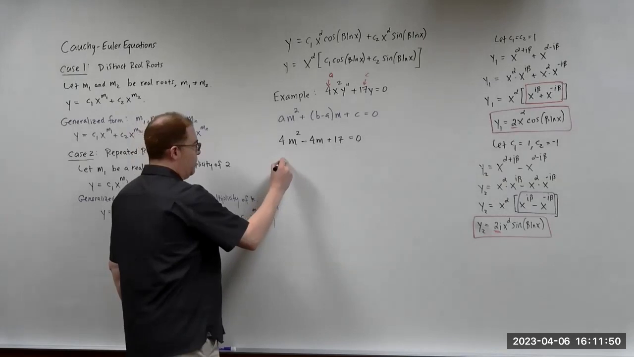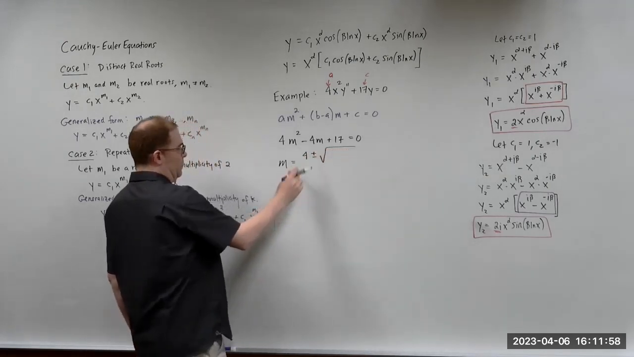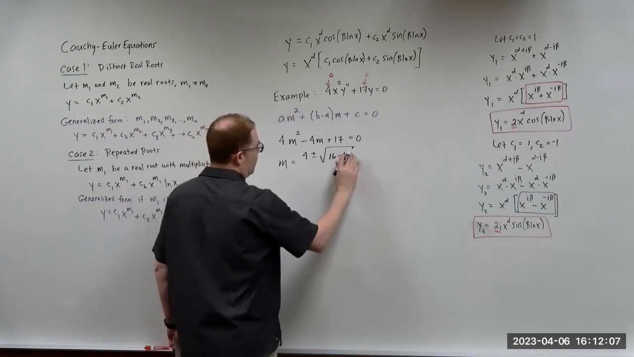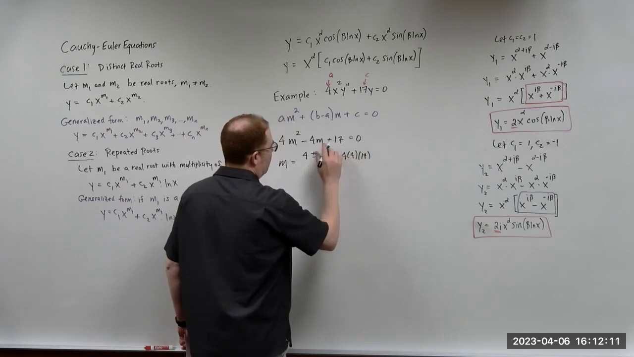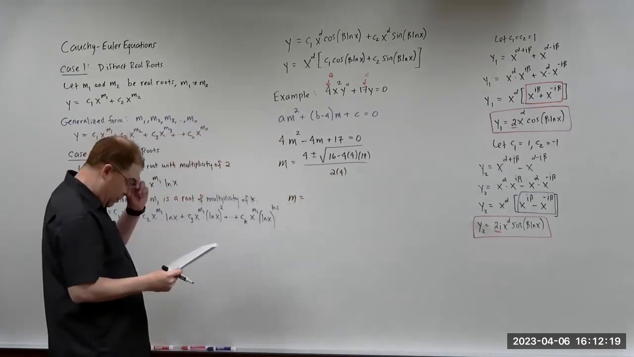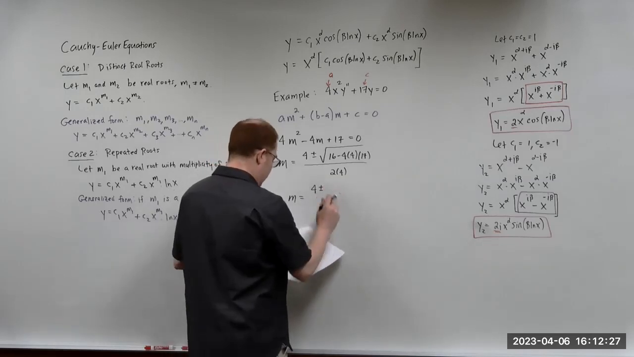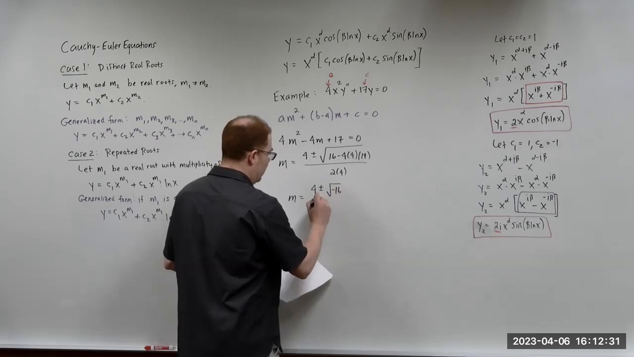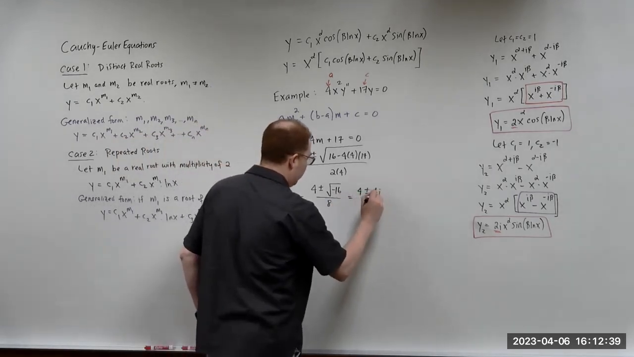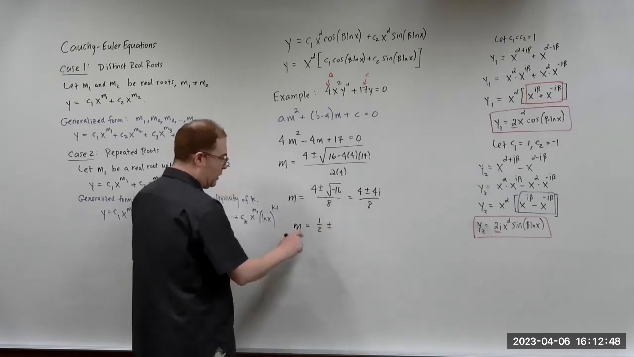Okay, so solving this we can use the quadratic formula. So we have negative b plus or minus the square root of b squared minus 4 times 4 times 17, divided by 2 times 4. Simplifying all this, we end up getting 4 plus or minus the square root of minus 16 over 8. So this is going to give us 4 plus or minus 4i over 8, which is 1/2 plus or minus 1/2 i.